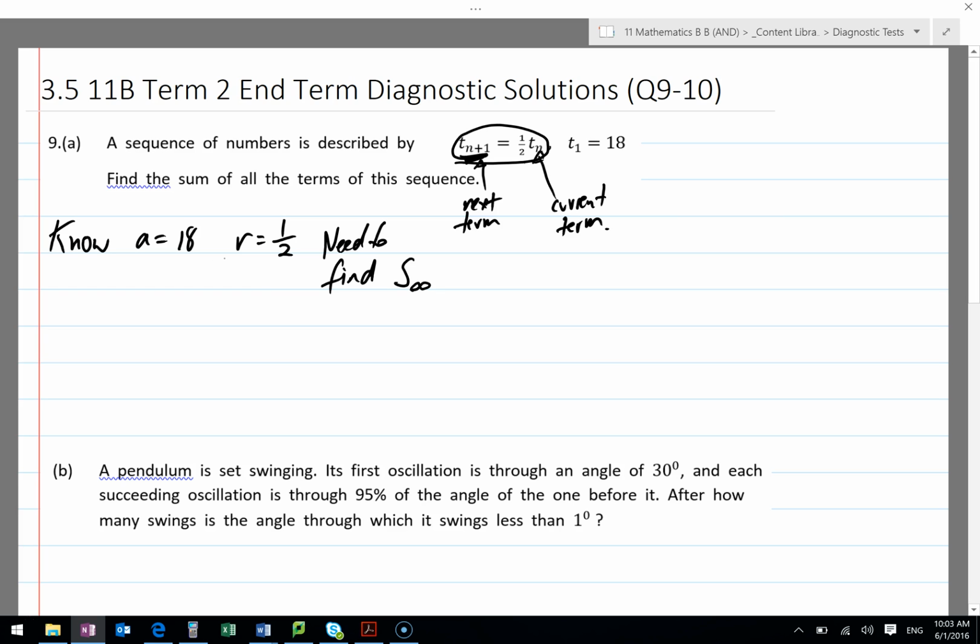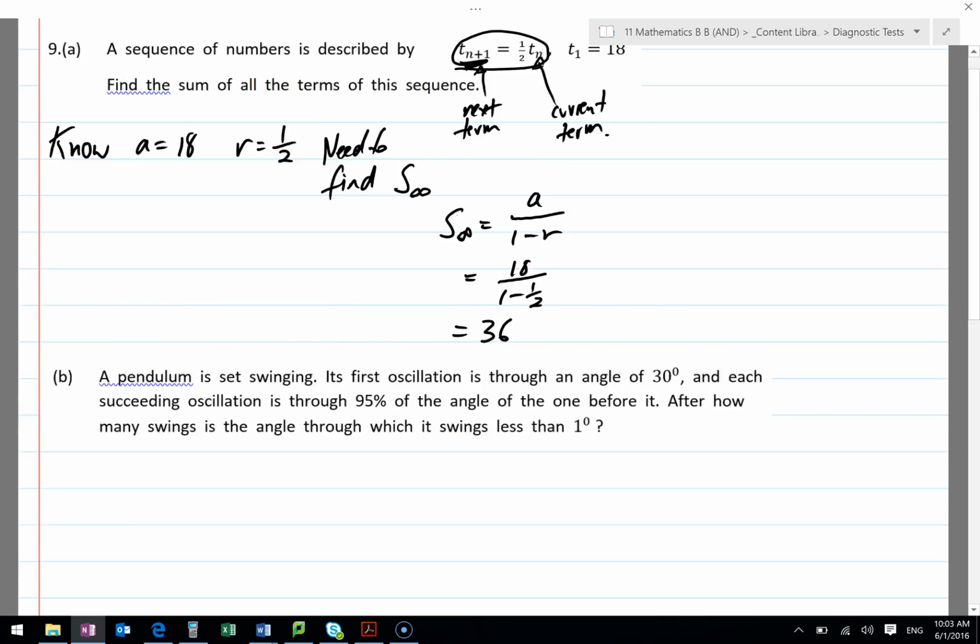Okay, I've got A and R, should be straightforward. The sum of all terms, A over 1 minus R, sub these in. I should get 36. Okay, sum of all terms. And you can check it just by adding a few of these. 18, next term would be 9, plus 4.5, plus etc. And you'd see that you get roughly 36 if you wanted to check it.